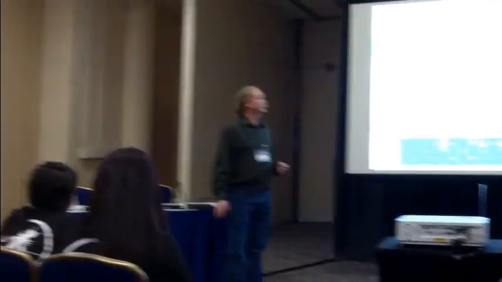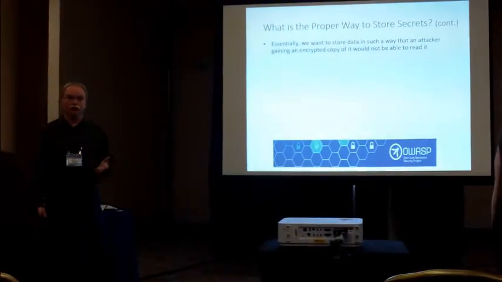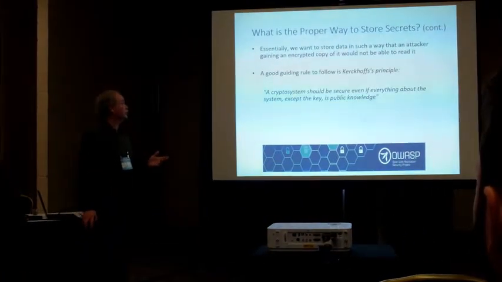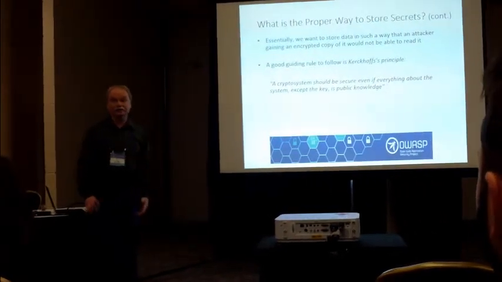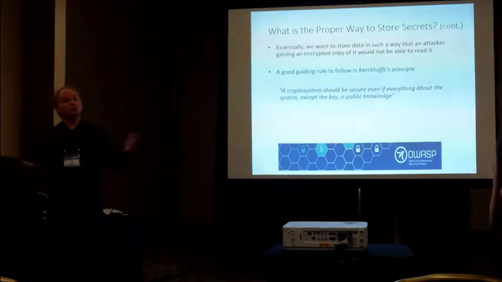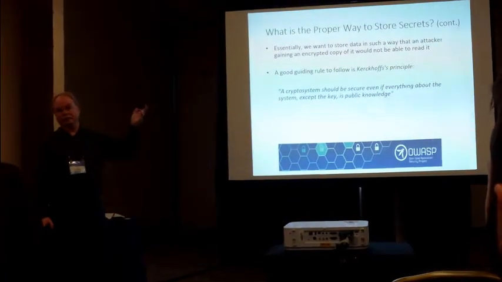And so essentially, we've got to store data in such a way that an attacker who gets an encrypted copy of it is still screwed. They can't do anything with it. So Kirchhoff's principle says a crypto system should be secure even if your attacker knows absolutely everything about the system except for the key. And the guy from the NSA who was talking said, do the same thing for your entire system. Just assume everybody knows everything there is to know about your system and exactly how it works, what all the endpoints are, and then you've got to secure it anyway.